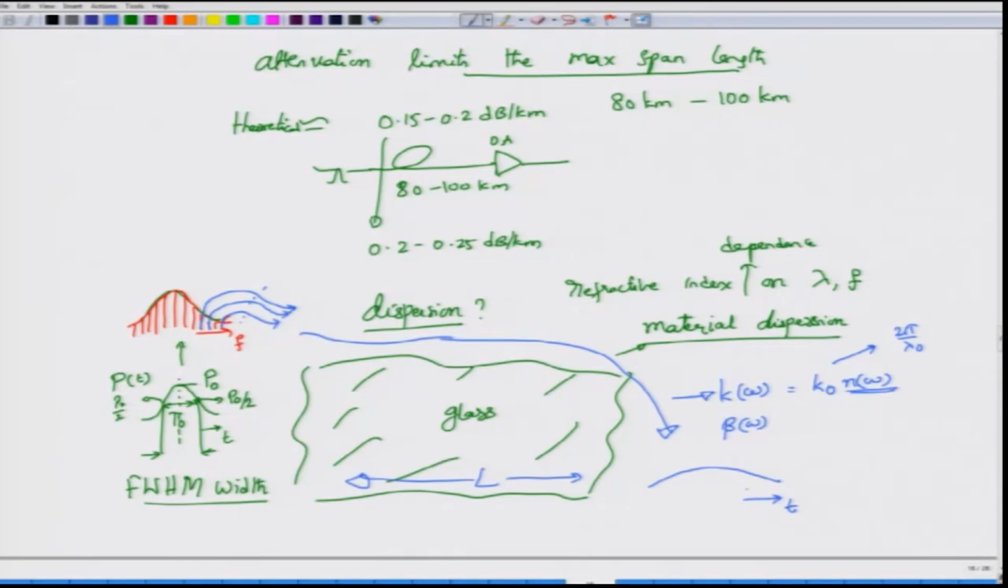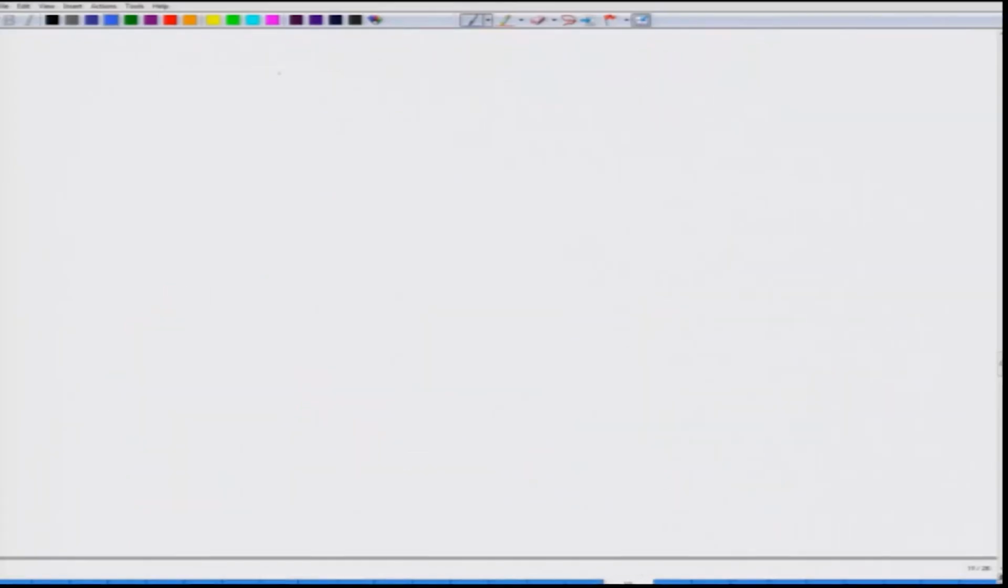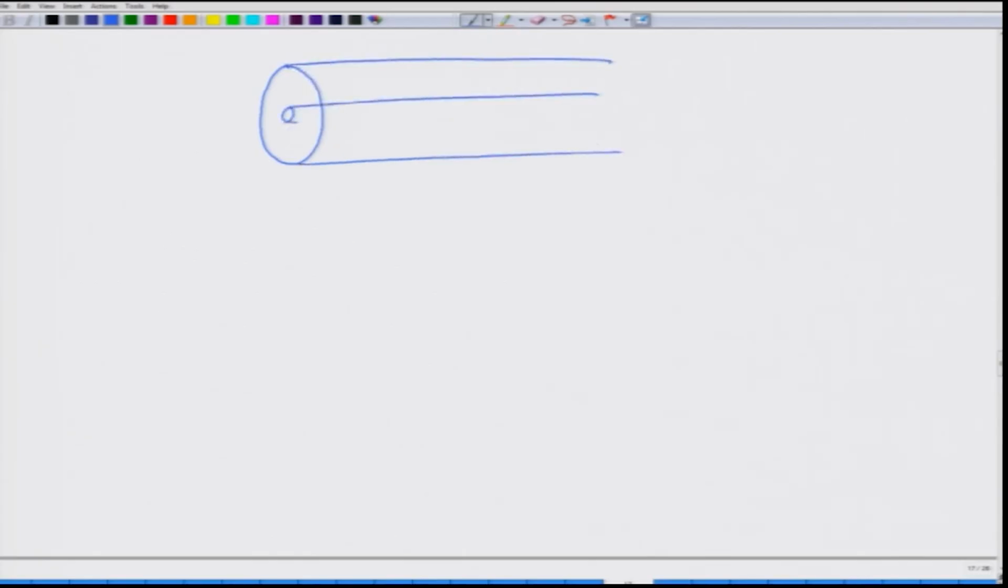But coming back to the dispersion which I have shown here, it is the normal dispersion, and this normal dispersion has arisen because of the refractive index dependence on wavelength and frequency. So, this is the material dispersion. Now, in optical fibers and in waveguides, you will see that in addition to material dispersion, there will also be another dispersion because of the geometry itself.